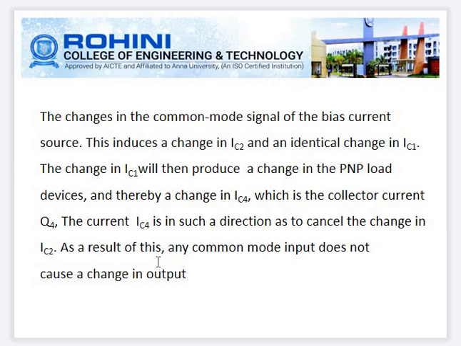Consider the changes in the common mode signal of the bias current source. This introduces a change in the collector current and an identical change in the collector current of Q1. The change in Q1 collector current produces a change in the PNP load device, thereby a change in the collector current of transistor Q4. The current IC4 is in such a direction as to cancel the change in the collector current of transistor Q2. As a result, any common mode input does not cause a change in output.